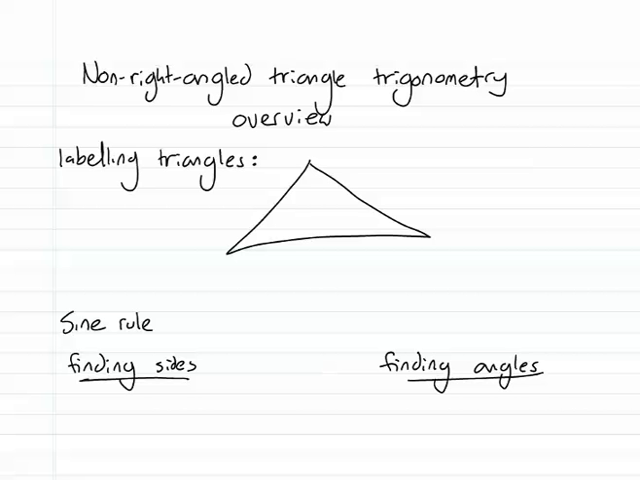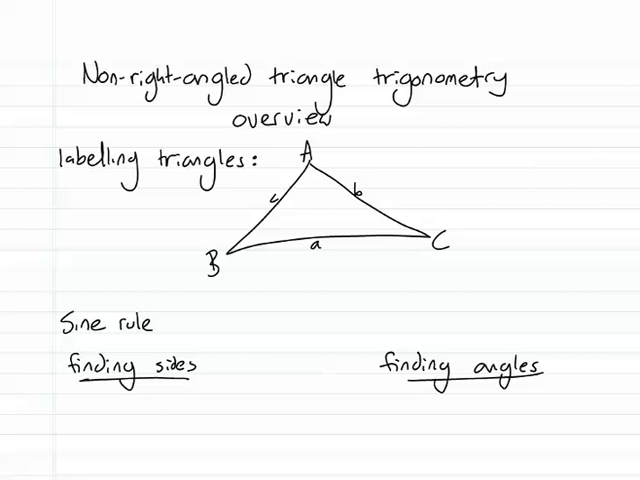Non-right angled triangle trigonometry. This is just an overview. You can get all of this from the basic diagram if you need it. Remember, when we label triangles, our angles are labelled with capital A, B and C, and the sides opposite the angles are labelled with their lowercase letter, so little a, b and c.